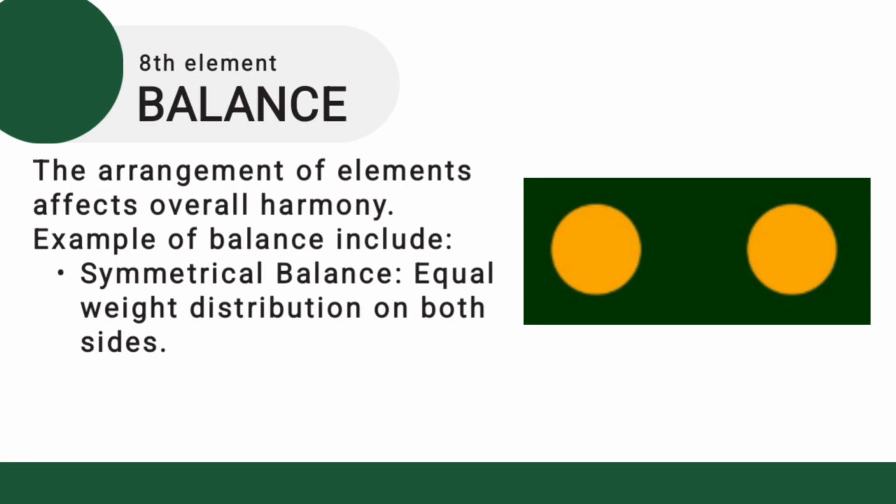Now the last but not the least is balance. Balance is the arrangement of your elements that affects overall harmony, right? Examples of balance include symmetric balance, that is equal weight distribution on both sides. Looking at this template here, you find out that your flyer should have equal distribution of elements. So you don't go and pack all the elements to one side of the flyer and it will weigh it down. So you balance them.